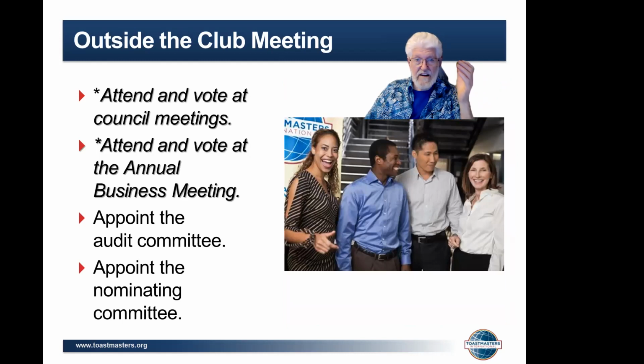What do you do outside the club? You've got to go to council meetings, and you're the one that has that one vote. There are other votes, and you attend a vote at the annual business meeting, which now you can do online, so you don't have to take 4 days off to go to the international convention in order to spend time at a meeting.